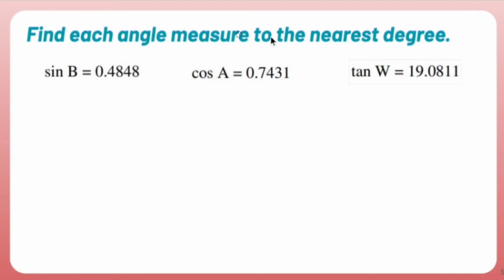Find each angle measure to the nearest degree. What they're asking us to do is find each of these 3 letters. Here's the problem for each of these 3 letters. There is a trig function in the way. Sine is in the way, cosine is in the way, tangent is in the way. So I have to get rid of each of these trig functions legally. Now, the way I do that is I use the inverse trig function.